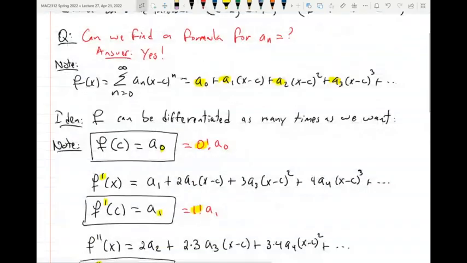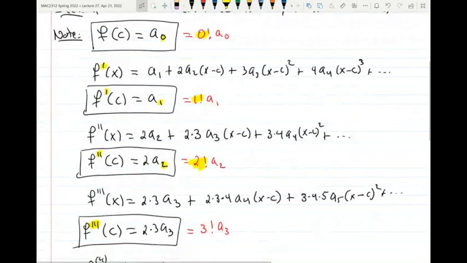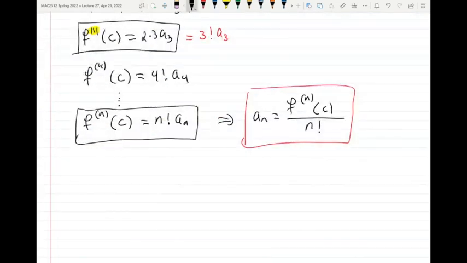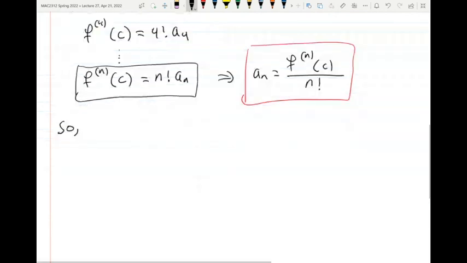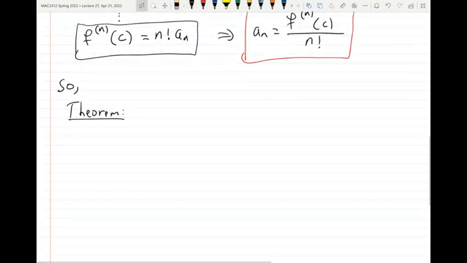And this is valid for all n. In particular, notice that when n is equal to 0, we have the zero derivative of the function. By definition, the zero derivative of the function is the function itself. So the zero derivative is just f. Okay? All right, good. So the moral of the story, in fact, this is the theorem, right? And what we just did was the proof of that theorem.